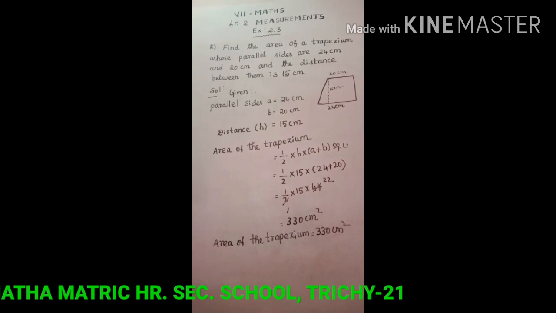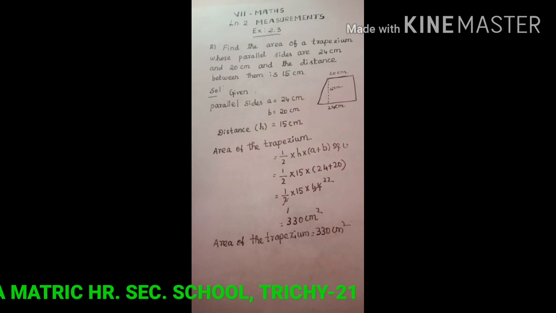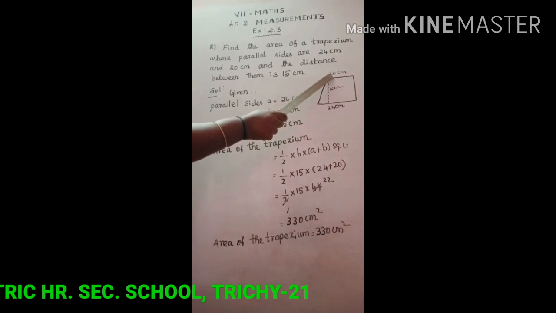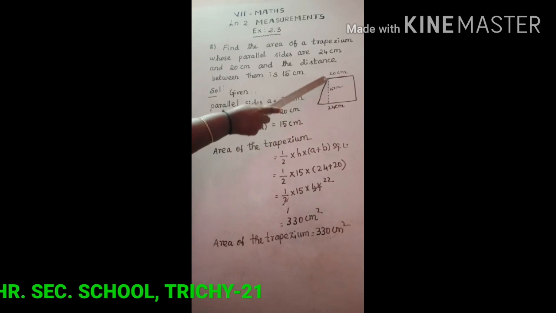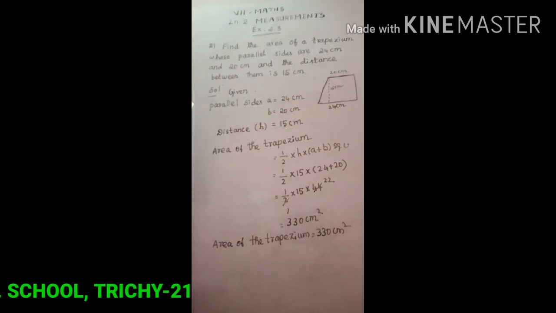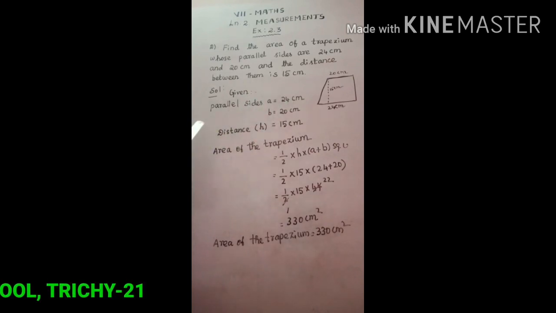In exercise 2.3, second sum: find the area of a trapezium whose parallel sides are 24 centimeter and 20 centimeter and the distance between them is 15 centimeter, given. Then find the area of the trapezium. Parallel sides A is equal to 24 centimeter, B is equal to 20 centimeter. The distance between them we consider height is equal to 15 centimeter.